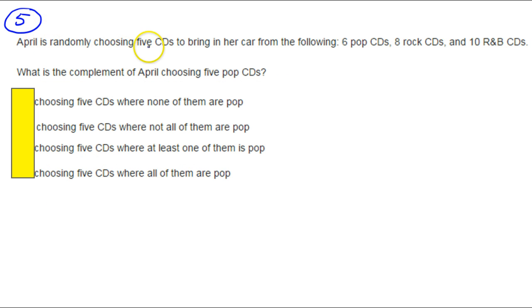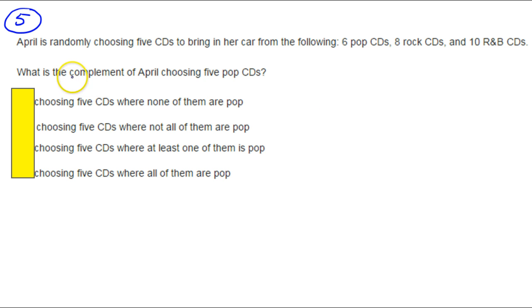April is randomly choosing 5 CDs to bring in her car from the following: 6 pop CDs, 8 rock CDs, 10 R&B CDs. What is the complement of April choosing 5 pop CDs?